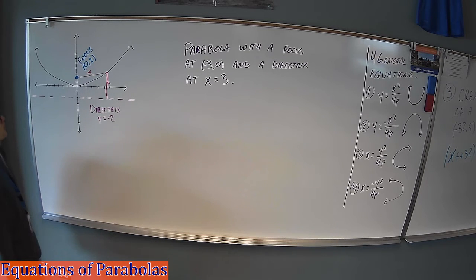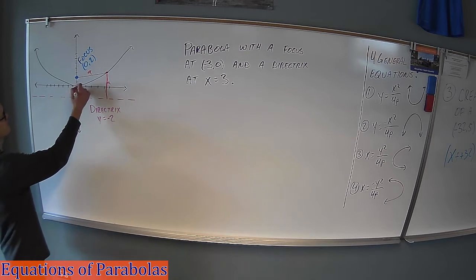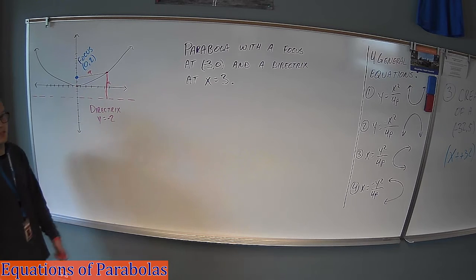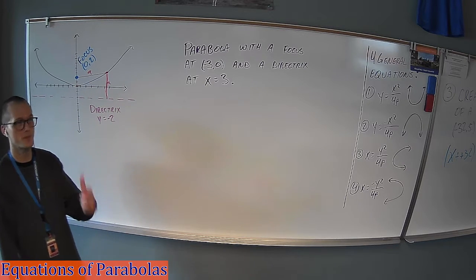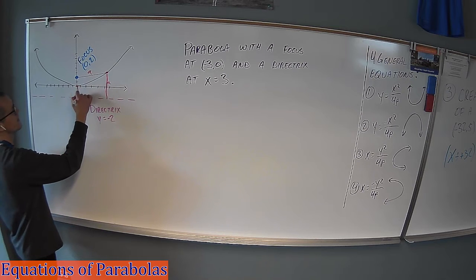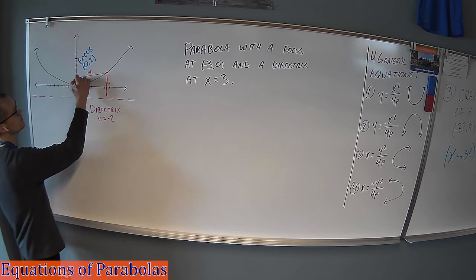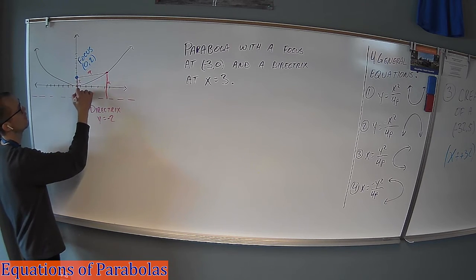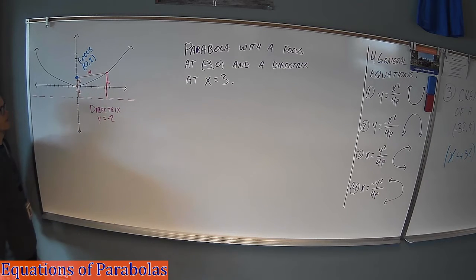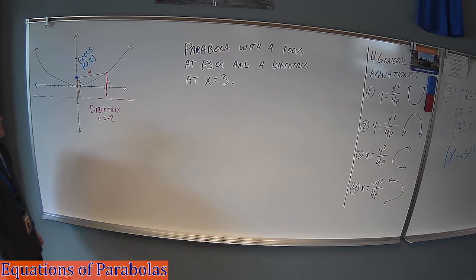Just to illustrate the point a little bit further, say we picked this point right here at the origin, which happens to be the vertex of this parabola. The distance from it and the directrix is exactly 2 units. Same is true of the distance between the focus and the vertex of the parabola there.